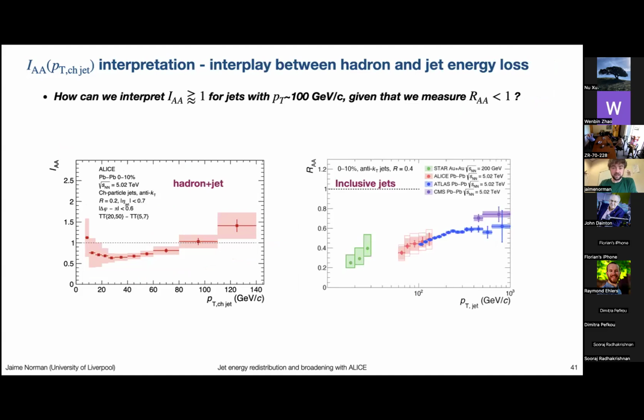So I wanted to give a quick aside on this rising trend. It was a puzzle when we first saw this. How can we interpret IAA greater than, or well, equal to 1 or even greater than 1 at high PT for jets with a PT of around 100 GeV, given that for inclusive jets, over the full PT range, from down in the tens of GeV up to even the TeV range, we see significant suppression?